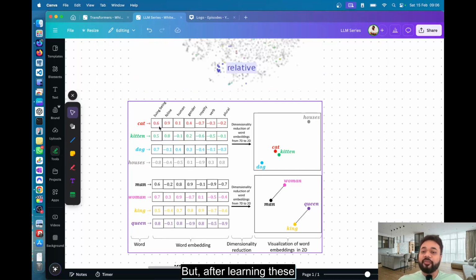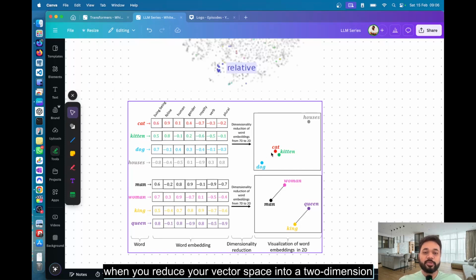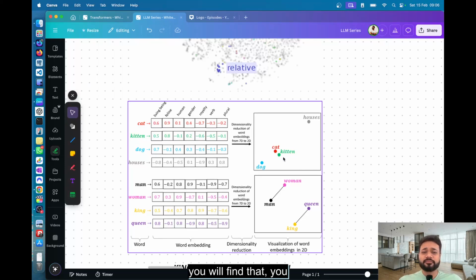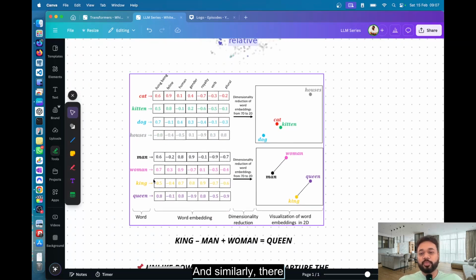But after learning these characteristics, when you reduce your vector space into a two-dimension space, when you project it, do a dimensionality reduction on it, you will find that the words that are similar are actually clustered together. So for example, cat and kitten are more close to each other in the vector space than something like dog or a house, right?